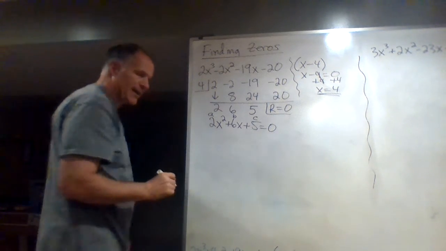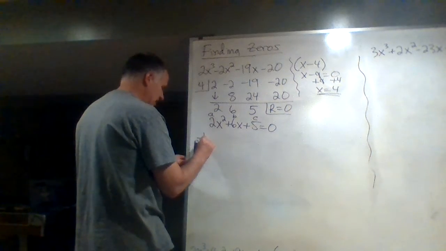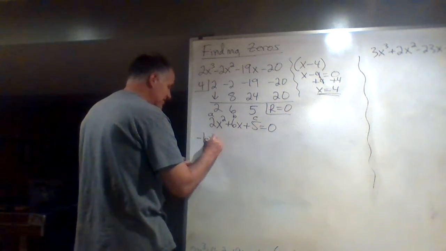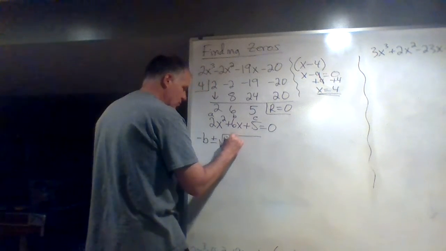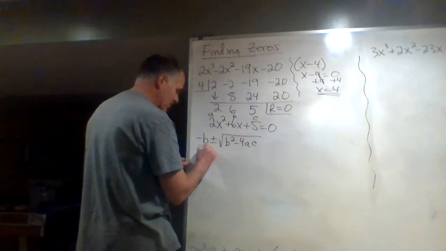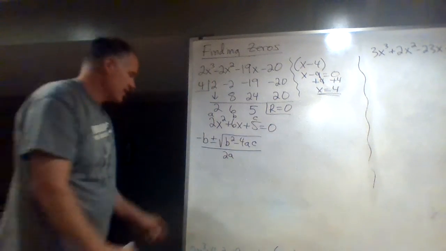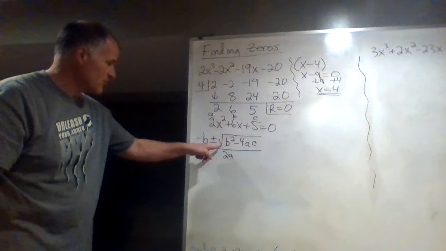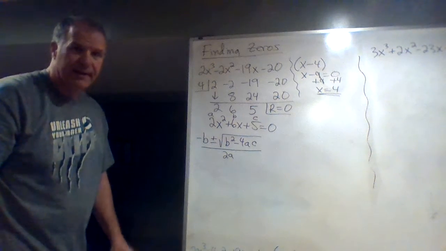Now again, this was on the board when we were back at class. Obviously, we don't have that, so I'm going to give it to you. So remember, negative B plus or minus the square root of B squared minus 4AC, okay, all over 2A. Remember, that was our formula. Negative B plus or minus square root of B squared minus 4AC all over 2A.